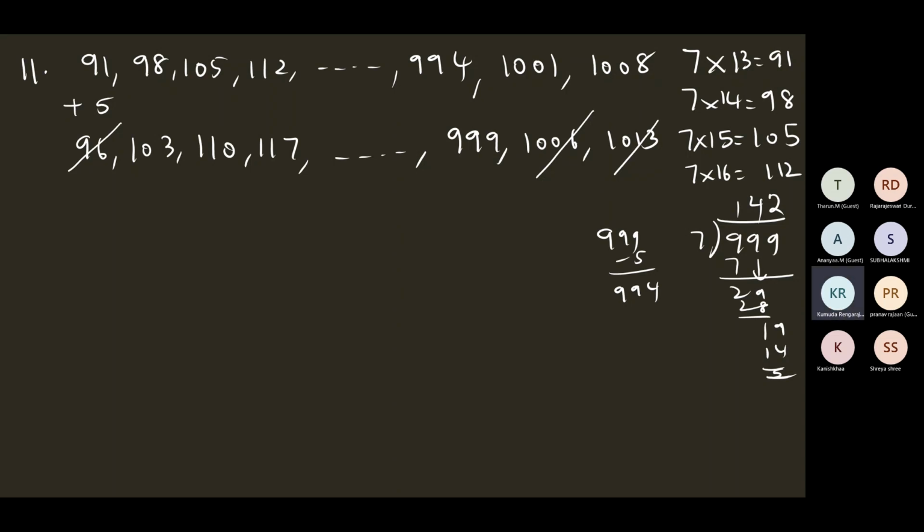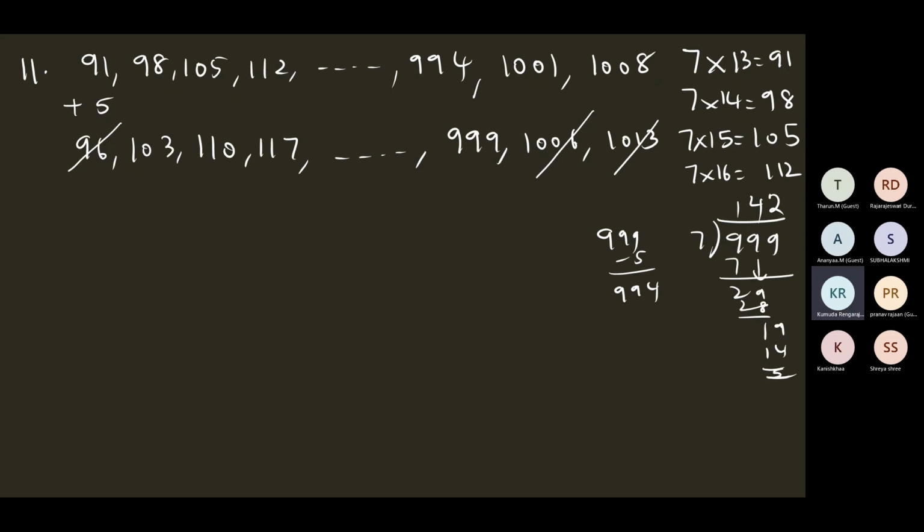Now add the remainder to every number in the sequence. Add the remainder 5 to every number in the sequence: 91 plus 5, 98 plus 5, 105 plus 5, 112 plus 5, and continue that. Now strike out the numbers which are not relevant. The numbers that are not relevant in the sequence are those apart from the 3-digit numbers.